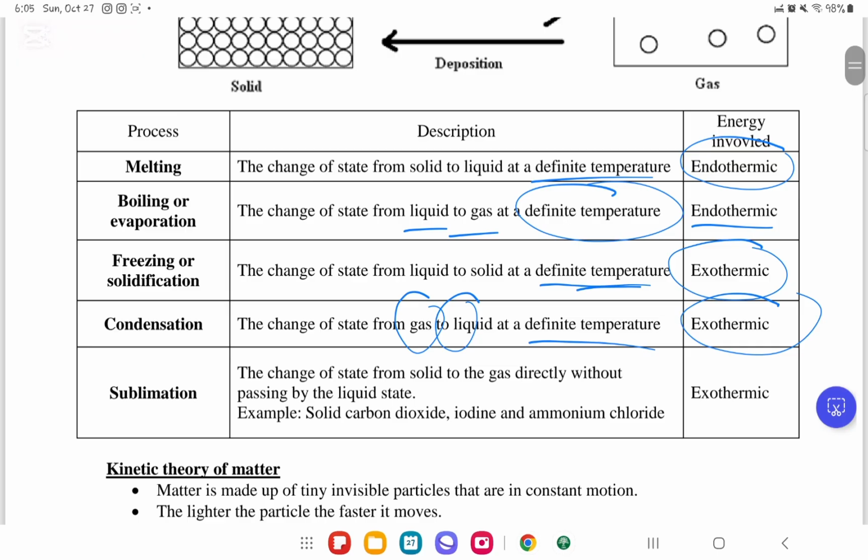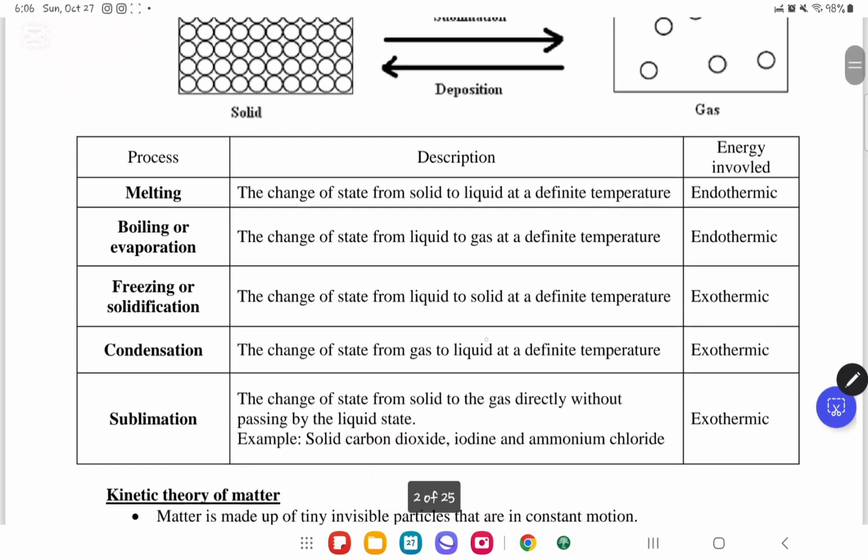Finally, we get to sublimation. Now, this is very important. It is the change of state from solid to gas without passing through the liquid state. Examples include solid carbon dioxide, iodine, and ammonium chloride. Here, they're telling us that this process is exothermic. Exothermic means that it releases heat, it releases energy. So this is it for the changes of state.